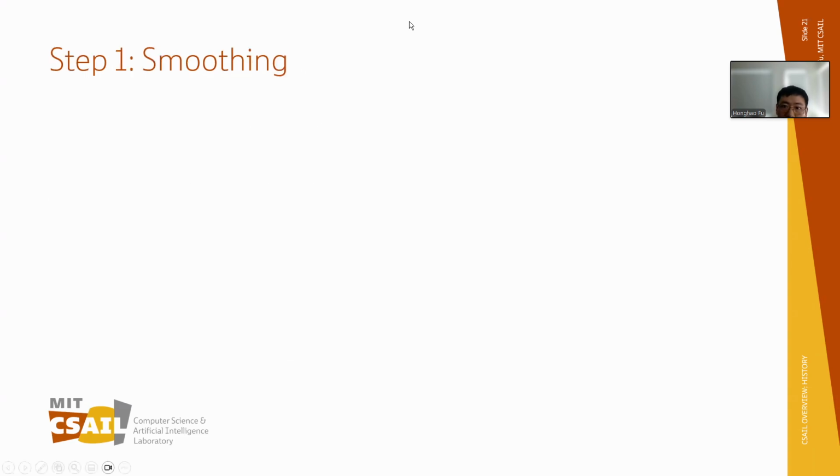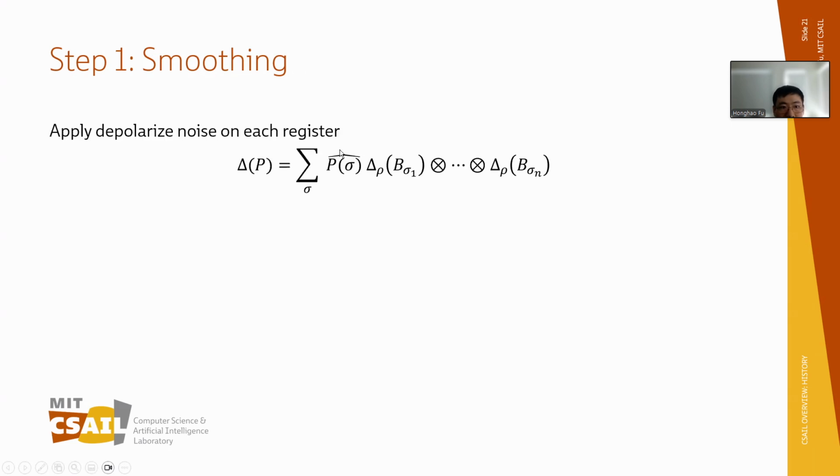In the first step, we are going to smooth the POVMs. We are going to apply tensor products of the depolarizing channel on each qubit. And then if you look at the matrix P in the poly basis, the effect is expressed in this equation, where we apply this delta rho to each of the polys. And this rho here will be a small constant that we pick.